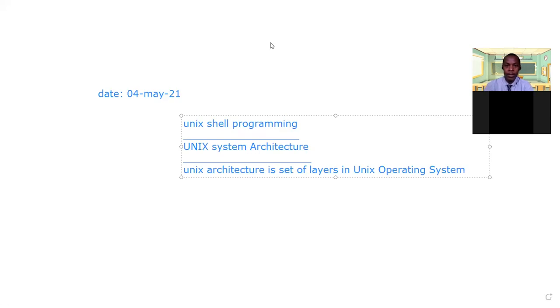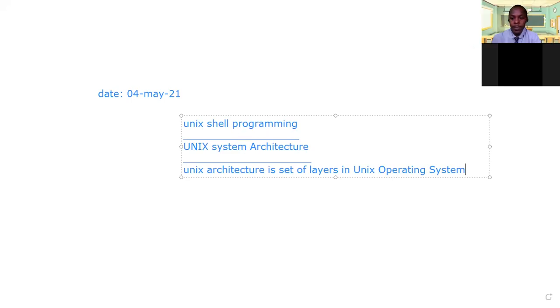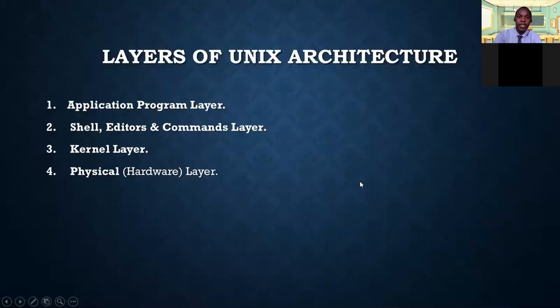let me give you these types of layers. You can take a note of these layers, and then I will give you the proper detail of our note. You can write this type of layers here. So these are the layers of Unix architecture. Number one, application program layer. Number two, editors or command layer. Number three, the kernel. Number four, physical or hardware layer.